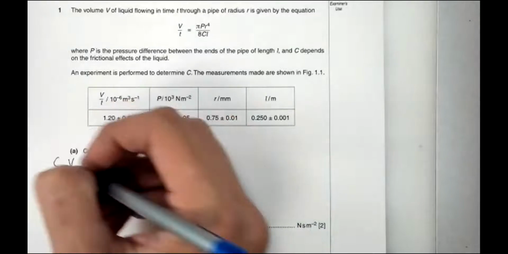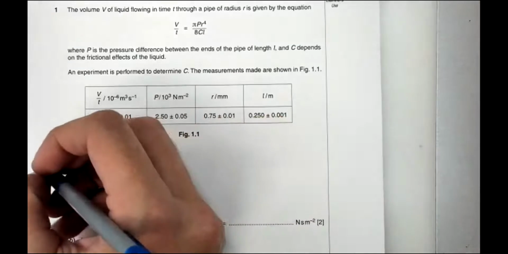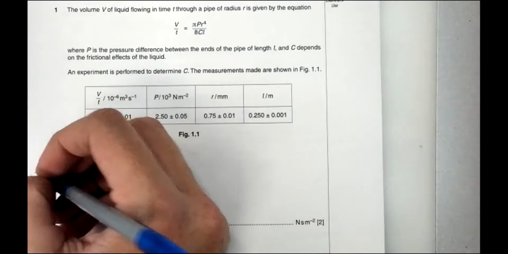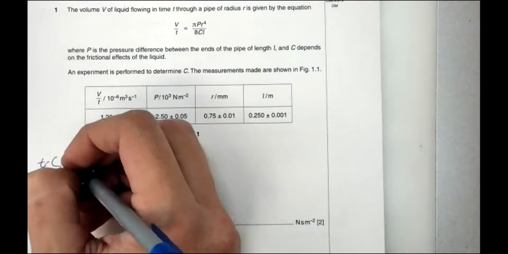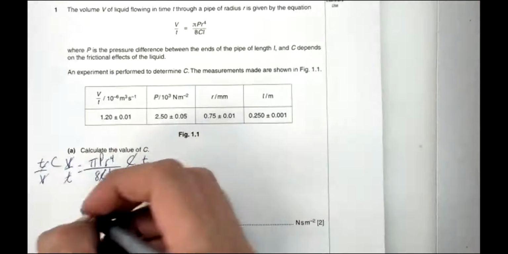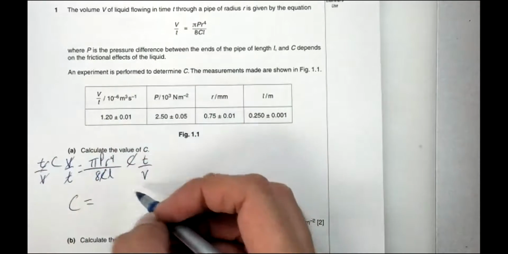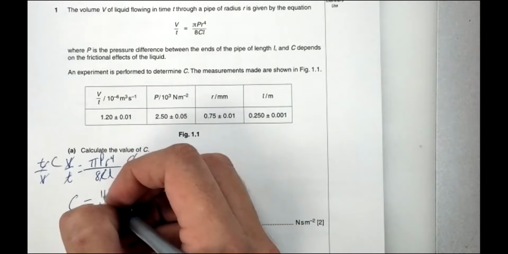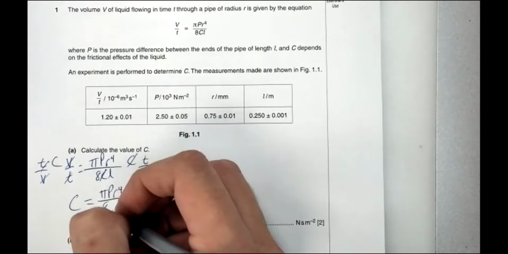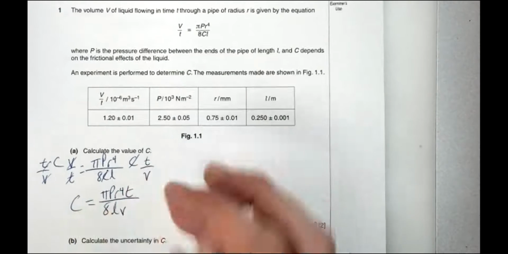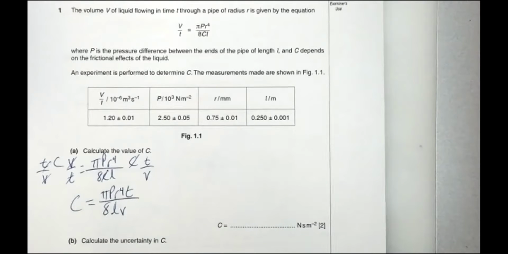Multiply both sides by C, and then multiply both sides by T over V. That gets rid of those guys over there. And so C all by itself equals all this, pi P R to the 4th T over 8 L V. Nice and easy.